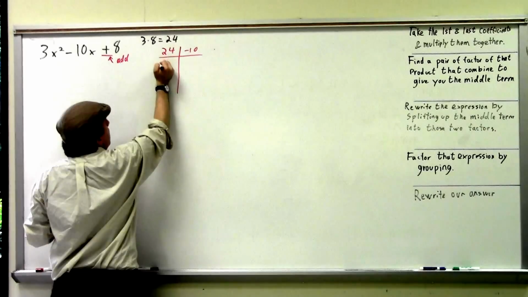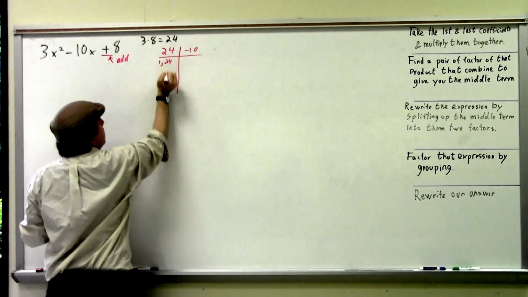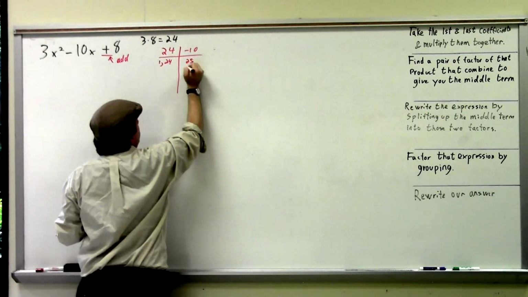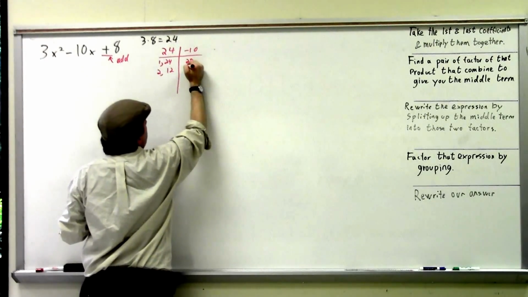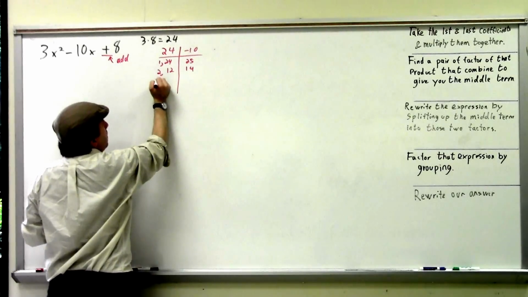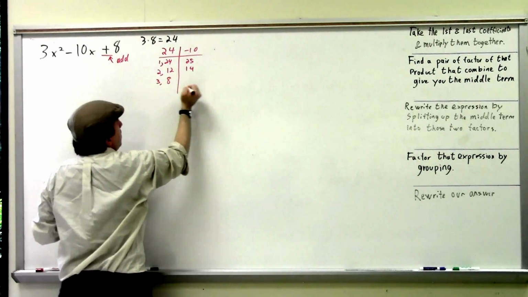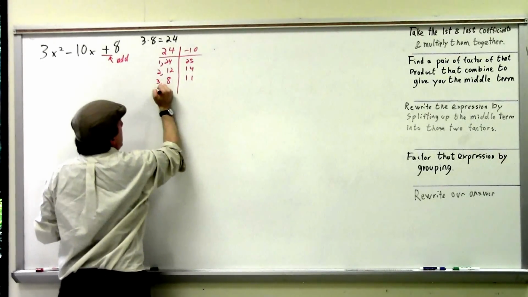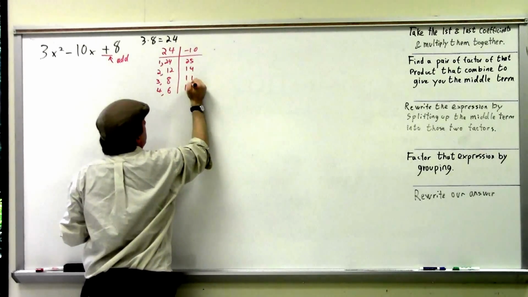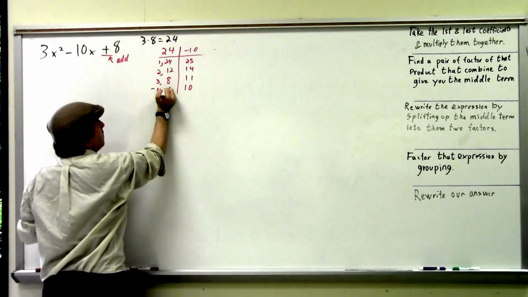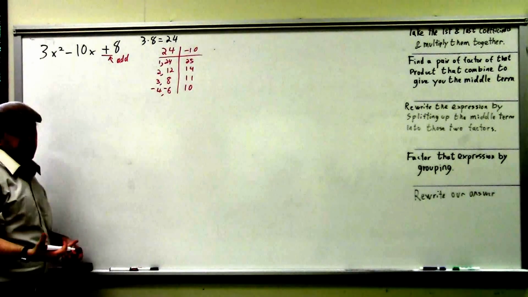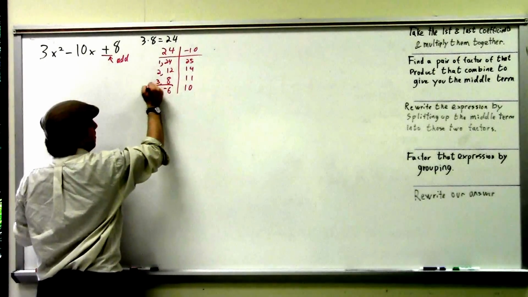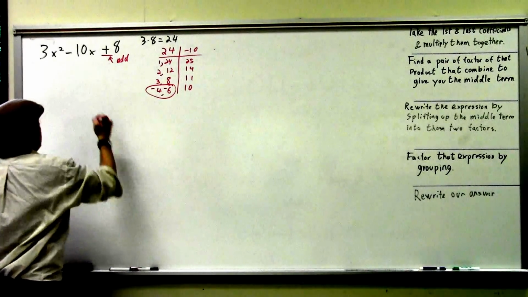All right? I'm going to start off with 1 and 24, which would give us 25, which isn't going to work. 2 and 12, which would give us 14. 3 and 8, which would give us 11. And then 4 and 6, which is going to give us 10. And remember, we're going to have negative 4 and negative 6 here. All right. So now we can proceed to our next step. That's our pair of factors.